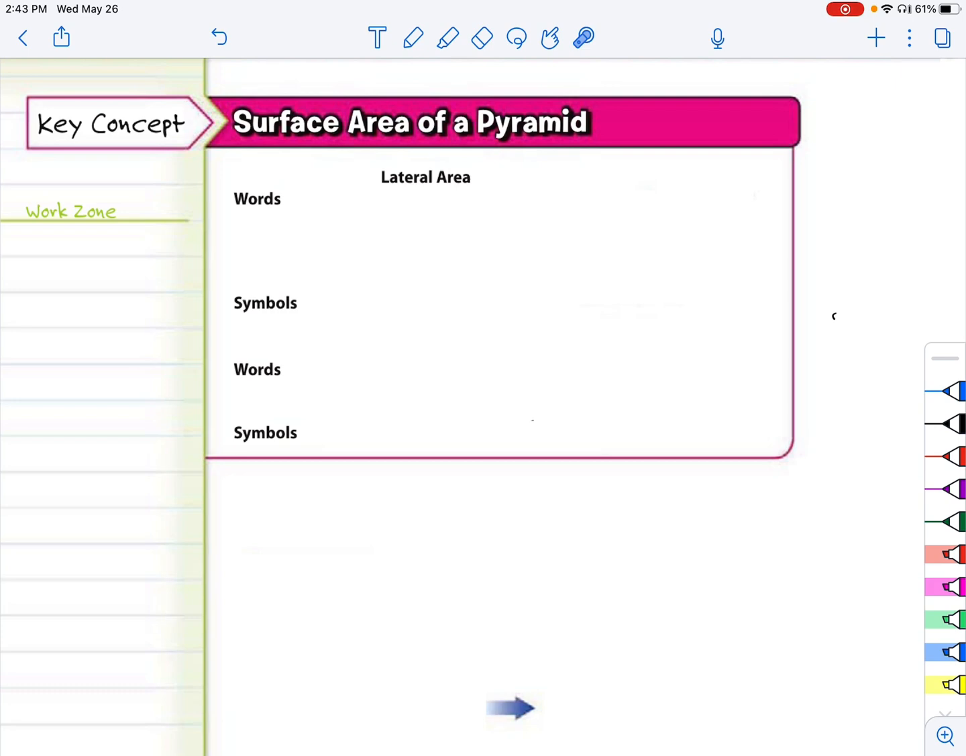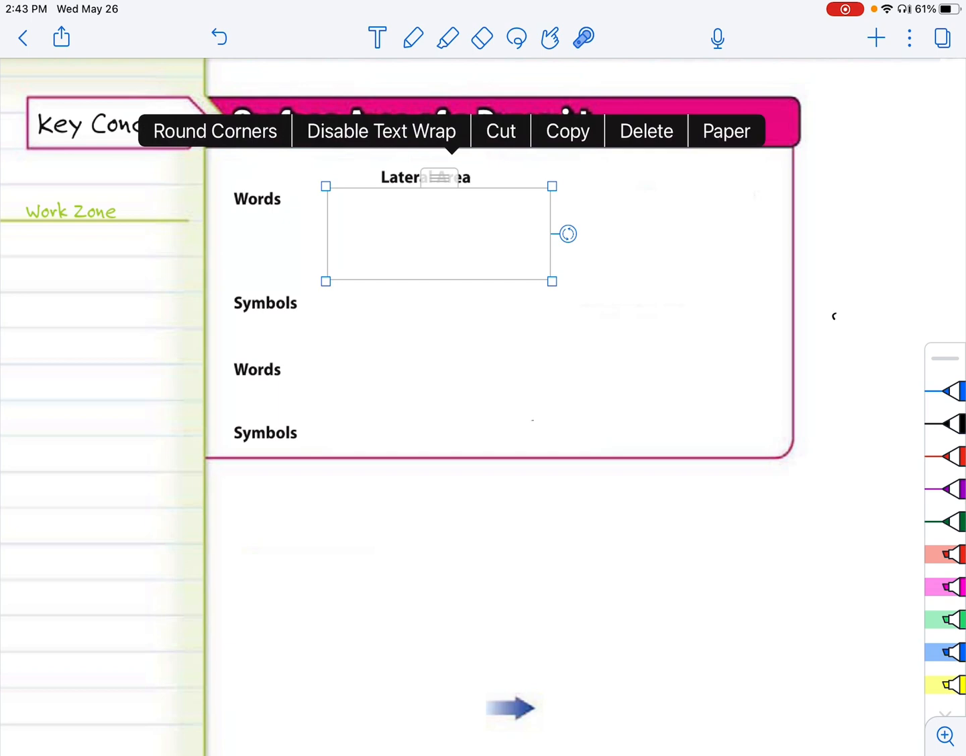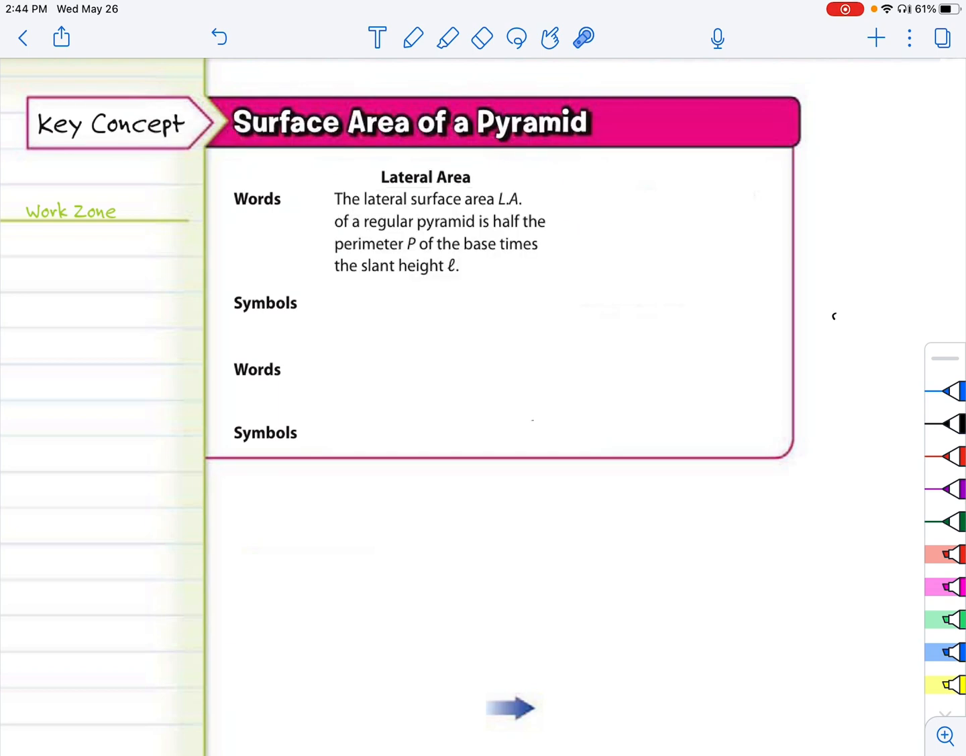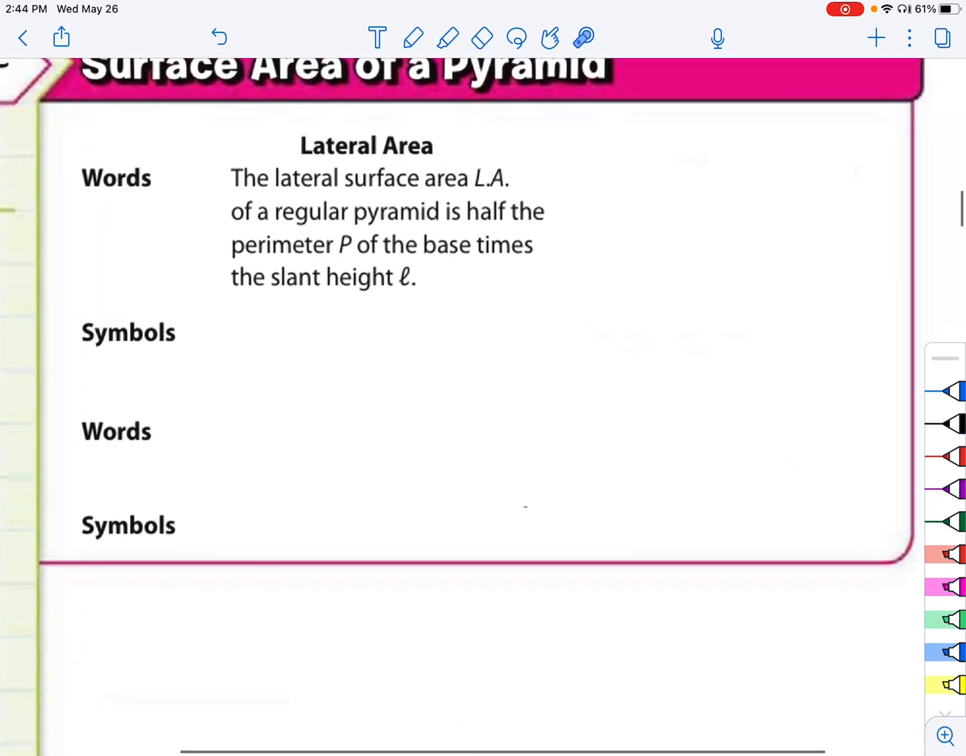So when you discuss the surface area of a pyramid in words, basically what it's saying is that the lateral surface area, or LA, of a regular pyramid is half the perimeter of the base times the slant height. Now we're going to talk about that a little bit later on. At the bottom, we're just summarizing this lesson.